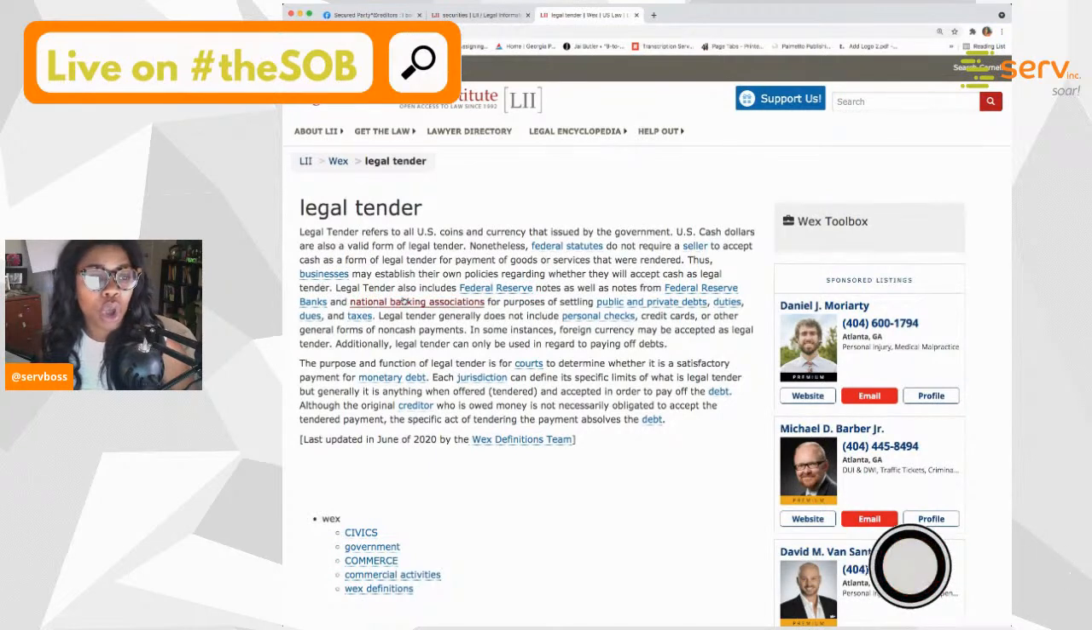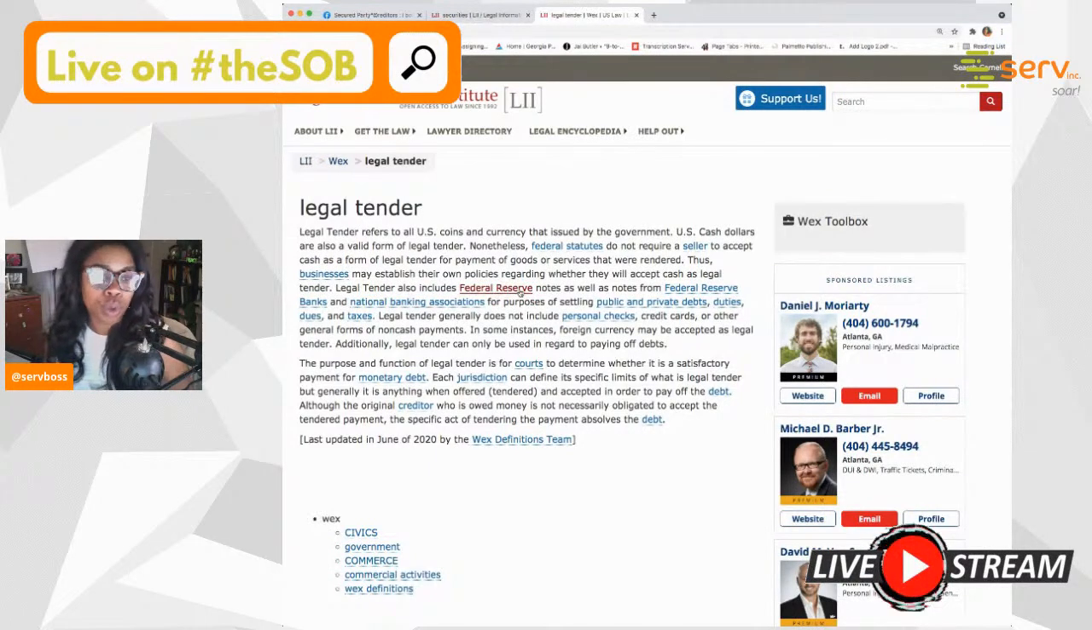Legal tender also includes Federal Reserve notes, as well as notes from Federal Reserve banks and national banking associations, like the American Banking Association. I think that's what it's called, for purposes of setting public and private debts, duties, dues, and taxes. Okay.